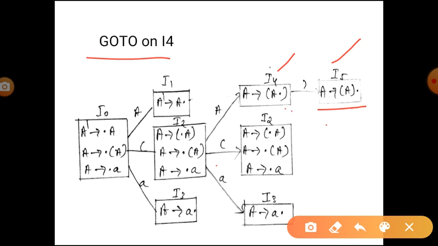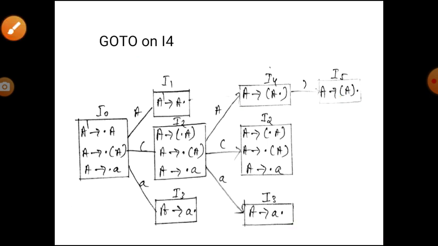Now in this set I5, can you have a few more items? How to find more items? You have to apply the closure function. Can you apply closure to this item? No, because after the dot we don't have any symbol. So these are the different item sets. We call these the canonical LR(0) collection of item sets. Canonical means each set is unique.